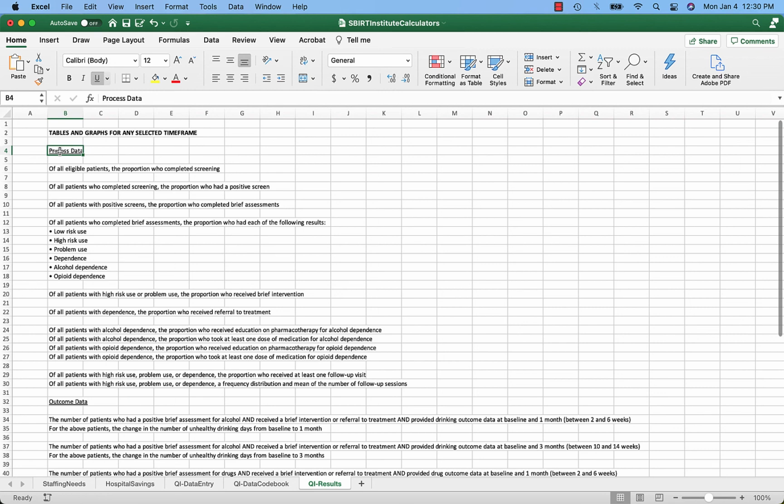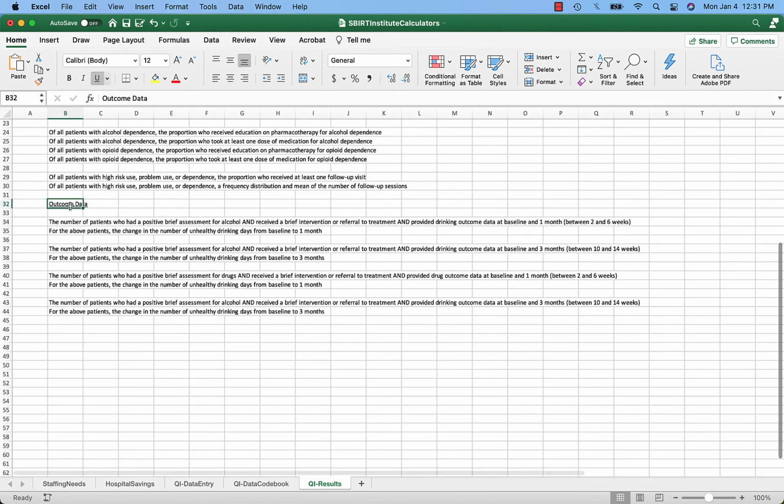The process metrics will indicate your program's performance on screening, brief assessment, brief intervention, referral to treatment, education on pharmacotherapy, initiation of pharmacotherapy, and receipt of follow-up visits. You'll also be able to track the proportion of your patients who screen positive and the proportion of patients who fall into various risk categories according to their brief assessments.